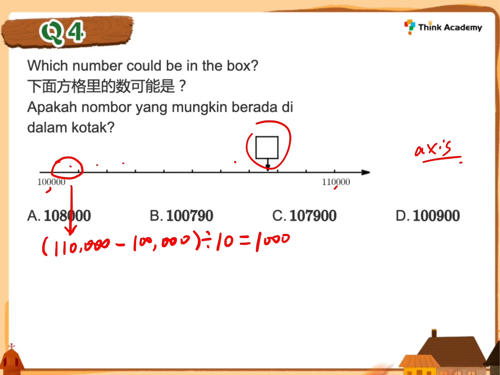So the value of this point will be 109,000, and this part will be 108,000. And this point will be 107,000. So actually the number in this box will be between 107,000 and 108,000, right? And you can see this box is very close to this part, to 108,000. So the answer will be C. It's very close to 108,000. So the true answer is C.